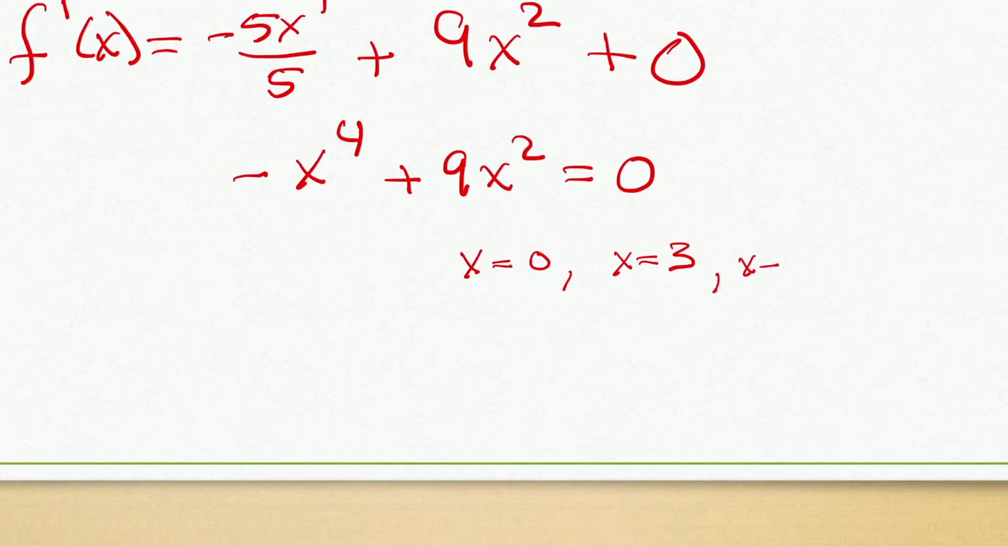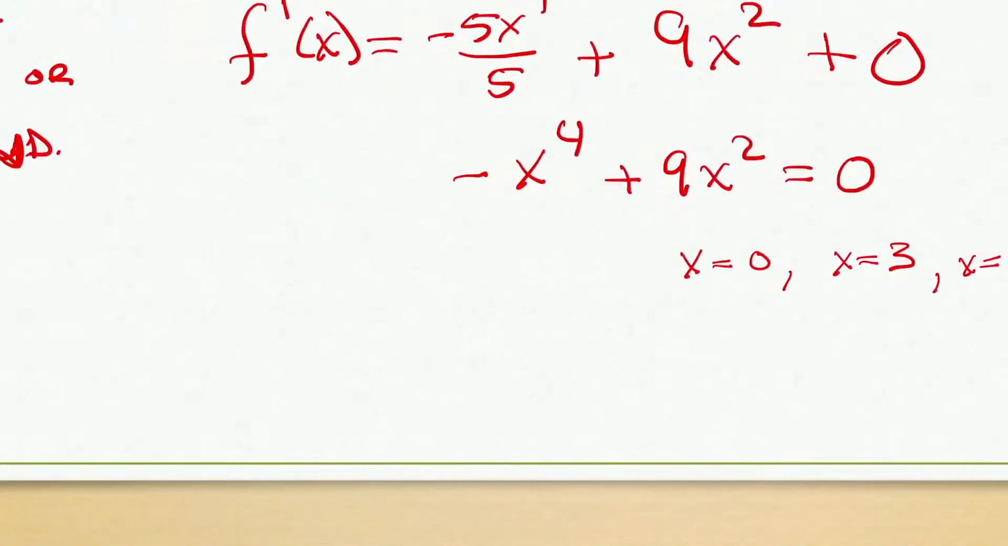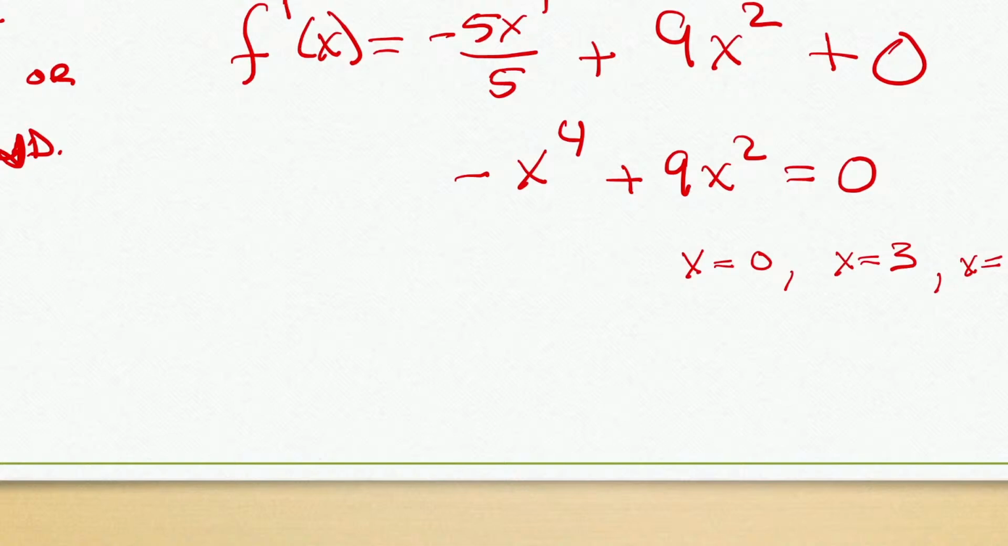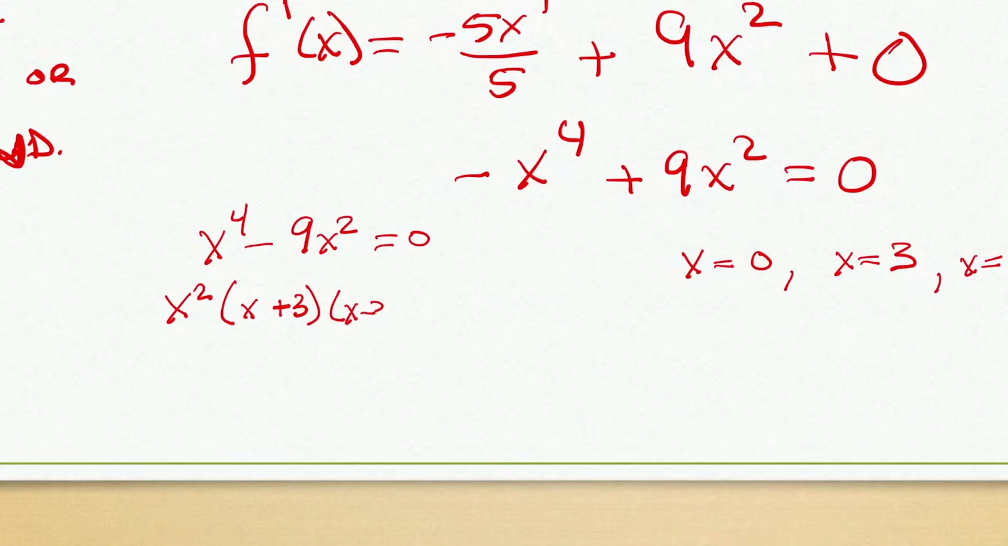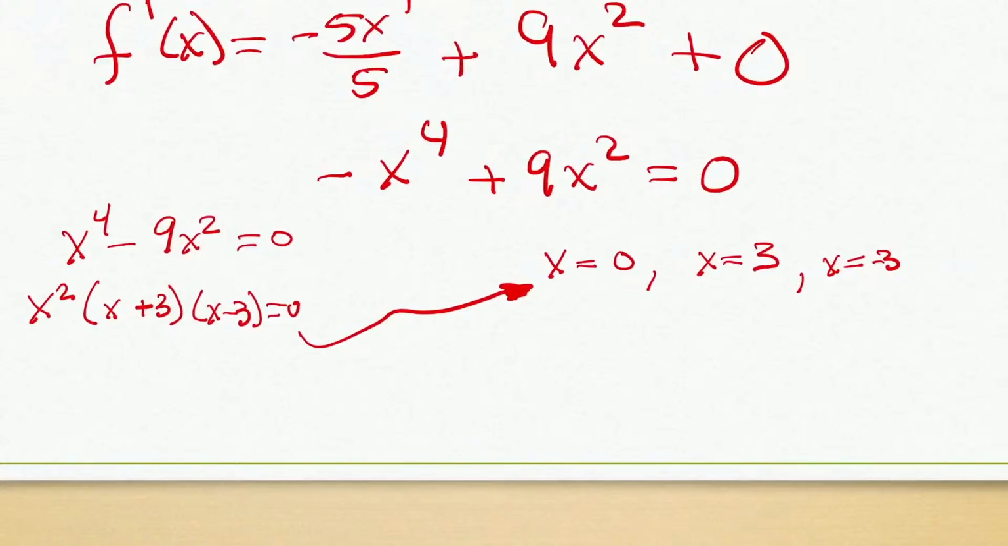So yeah, just be careful. What I would suggest you do is to factor instead of what you probably did, which was you moved the x to the 4th over to the other side and then divided by x squared. But let's go ahead and factor this just to see how this works. x to the 4th minus 9x squared equals 0. So that means you have x squared times x plus 3 times x minus 3 equals 0. So there are my critical points, 3 critical points.